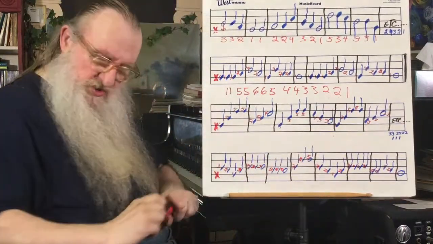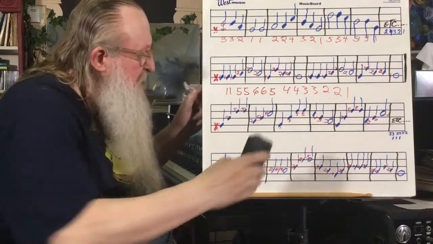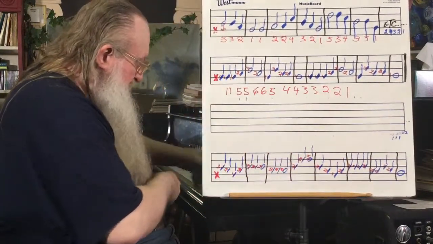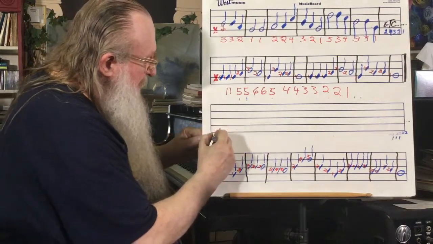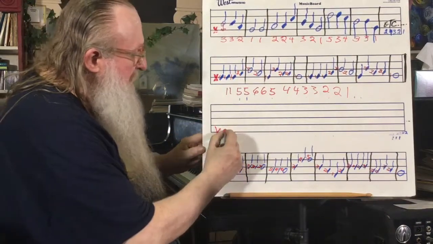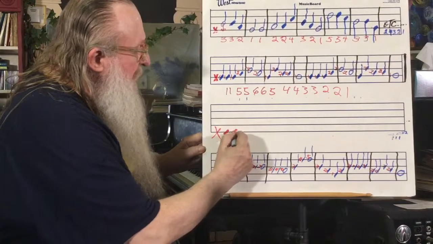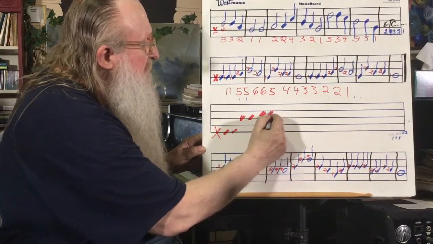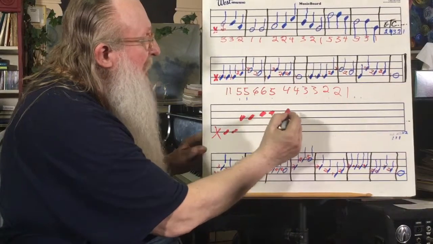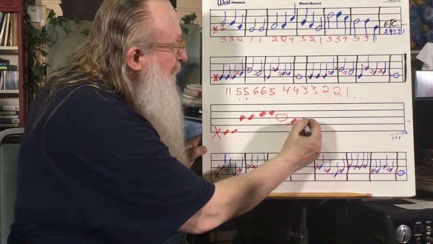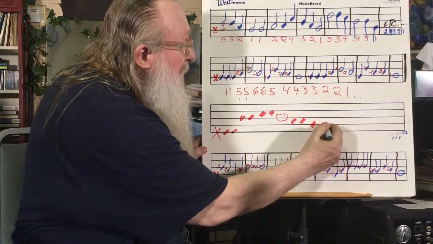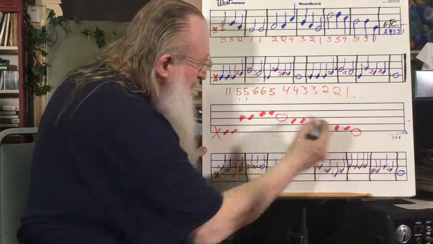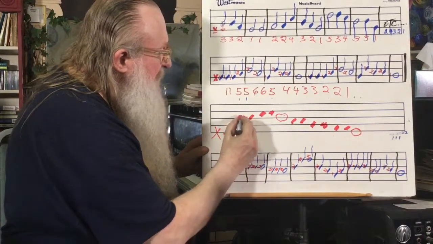And then what I would want you to do is take that and say, okay, let's say that line right there is the number 1, so now I'm going 1, 1, 5, 5, 6, 6, hold, 5, 4, 4, 3, 3, 2, 2, 1, hold. Put some little sticks on them.